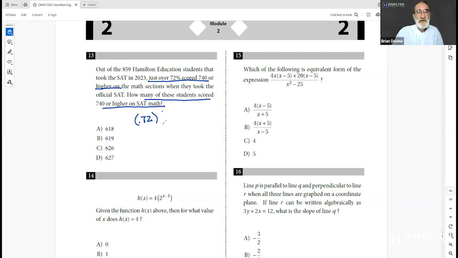So I'm going to take 72% times 859, and I'm going to get 618.48. And I'm going to work on the fact that it was just over 72%. So I'm going to round up to 619. So B would be the correct answer. And it is.